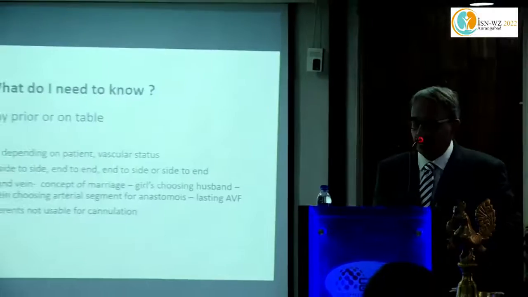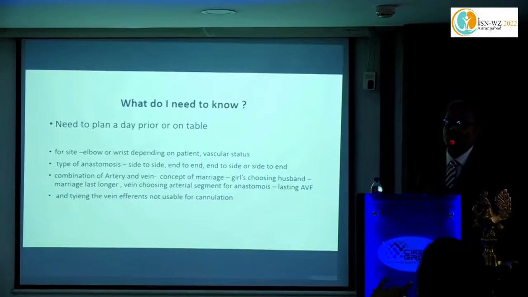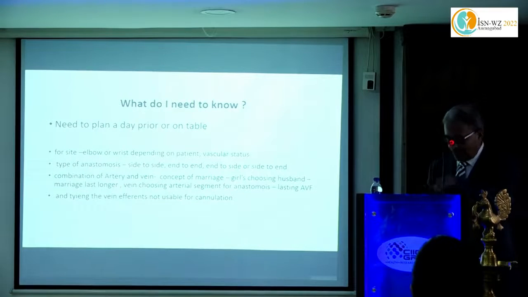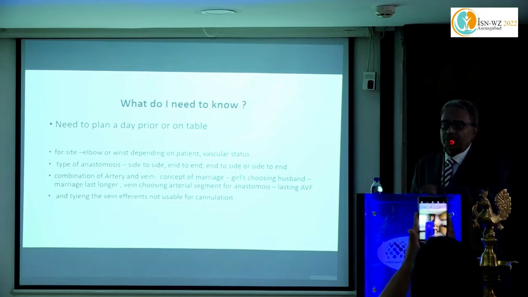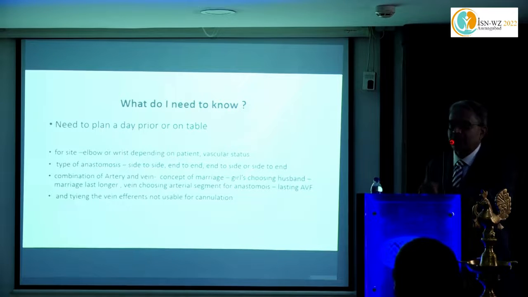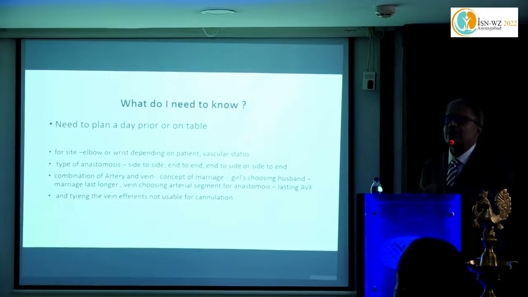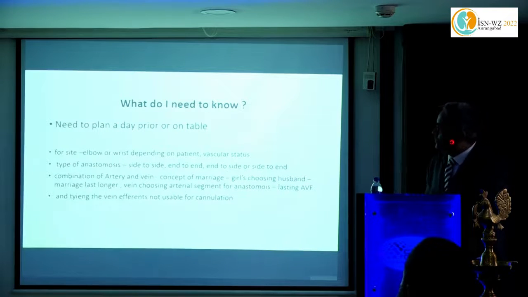A nephrologist who is planning to create an AV fistula needs to have a strategy in mind. The wrist AV fistula first. If that is not possible, then an elbow AV fistula is the second choice. And if that is not possible, then catheters or AV graft.